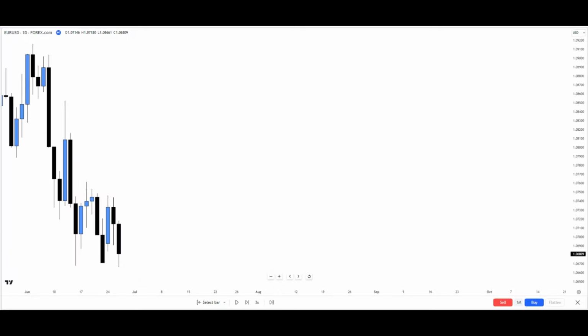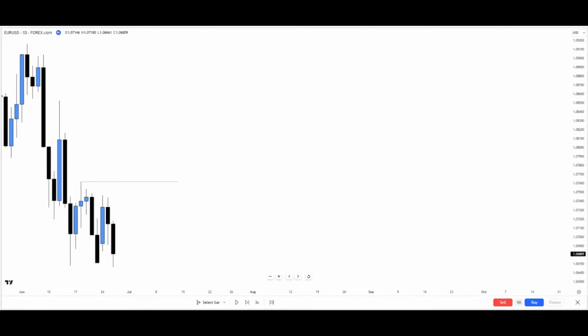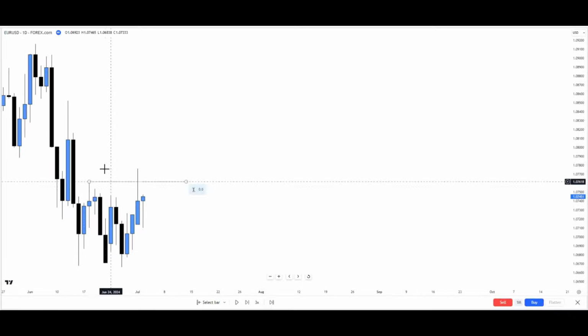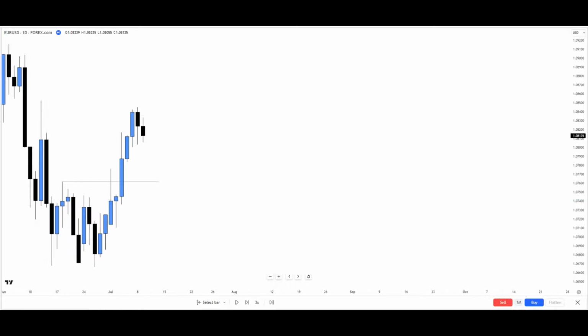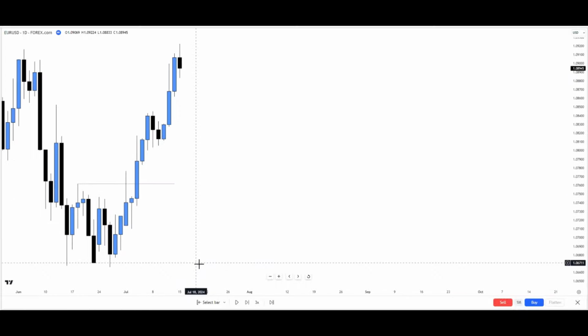So let's assume we are anticipating a bullish move, and price moves above this structure high. And going forward, price delivered all the way to the buy side. This move above this particular structure high right here is a market structure shift.